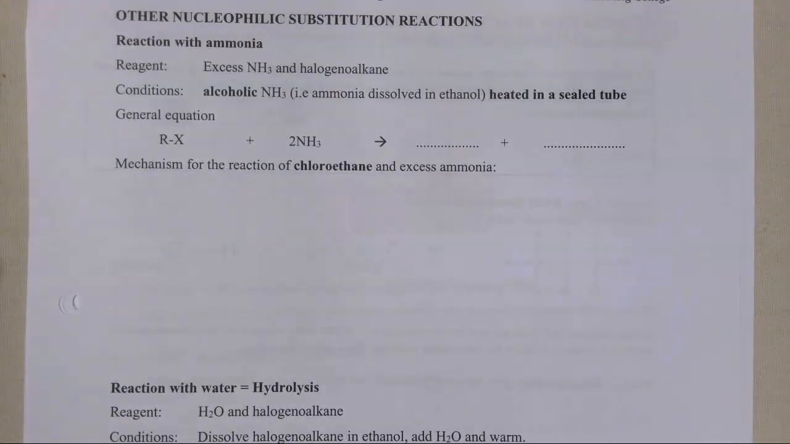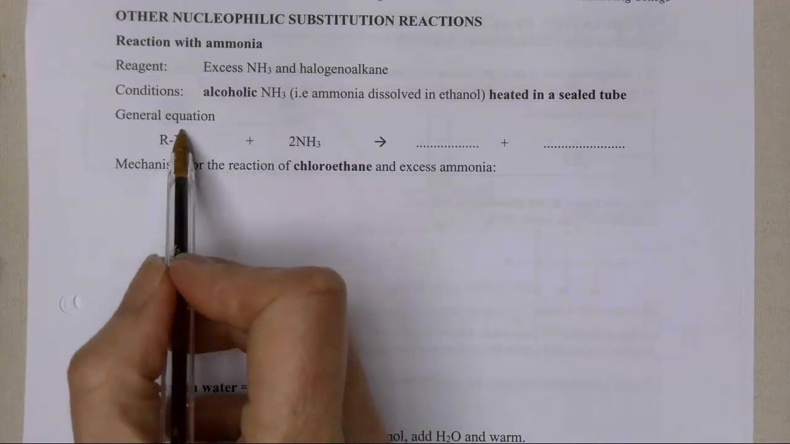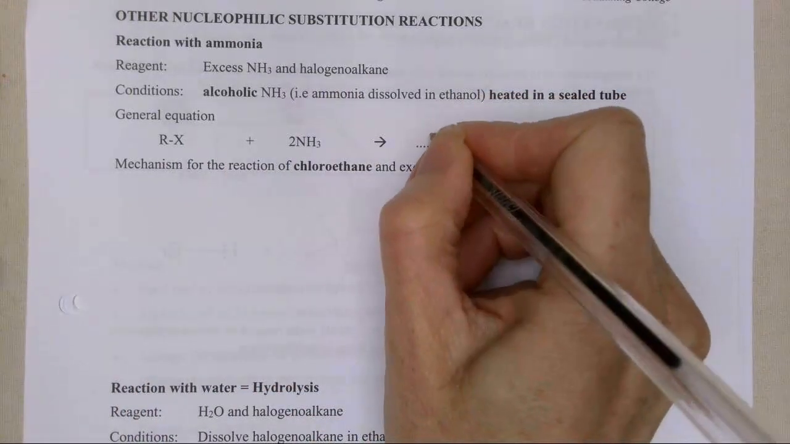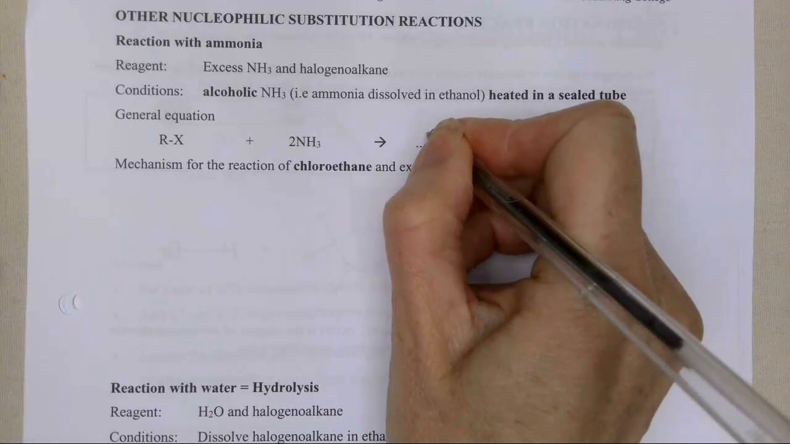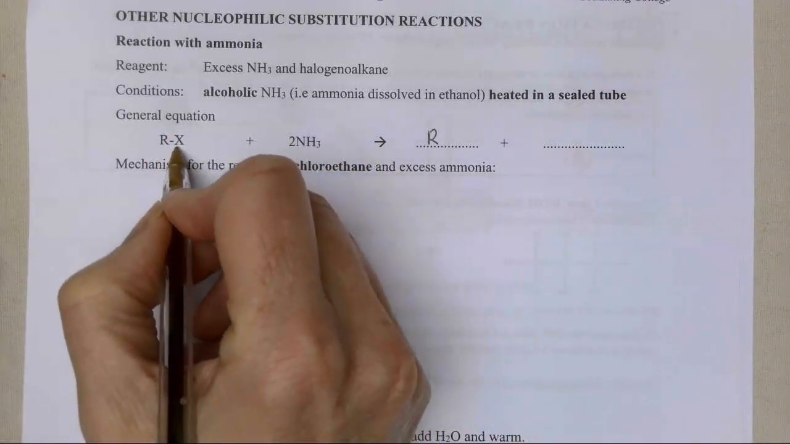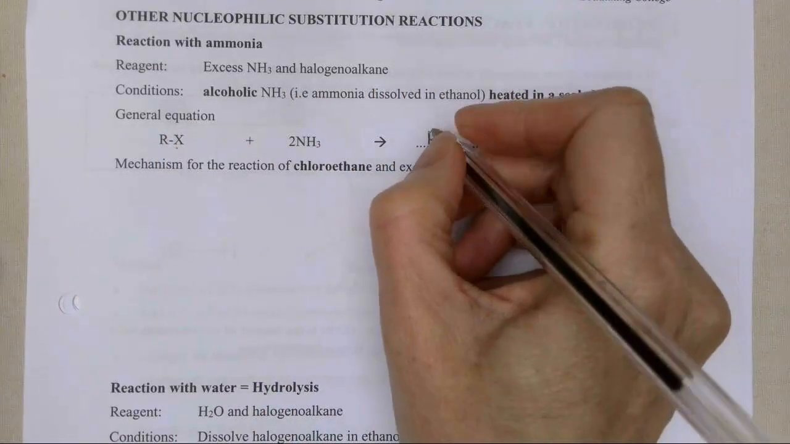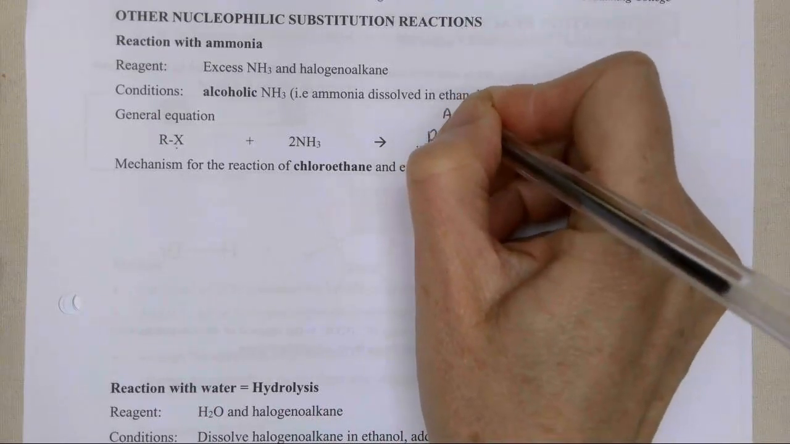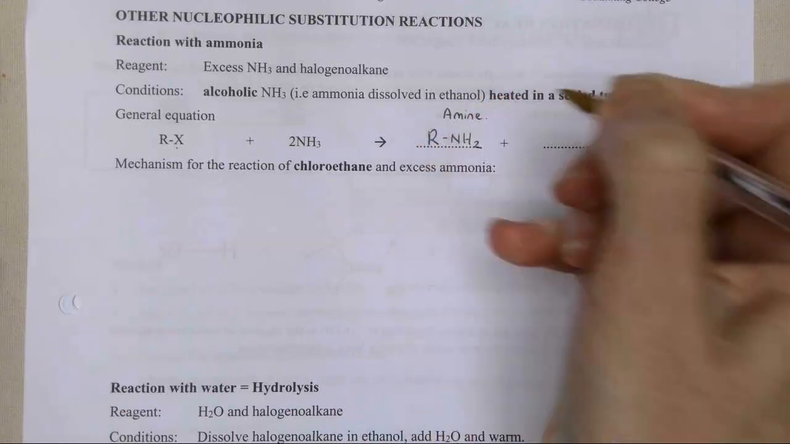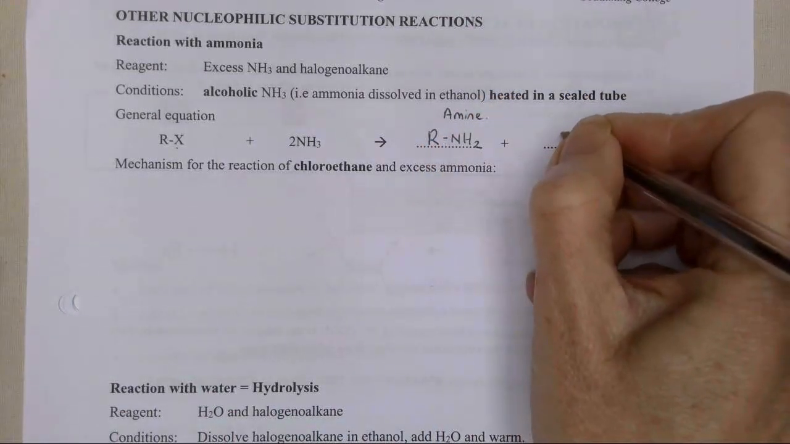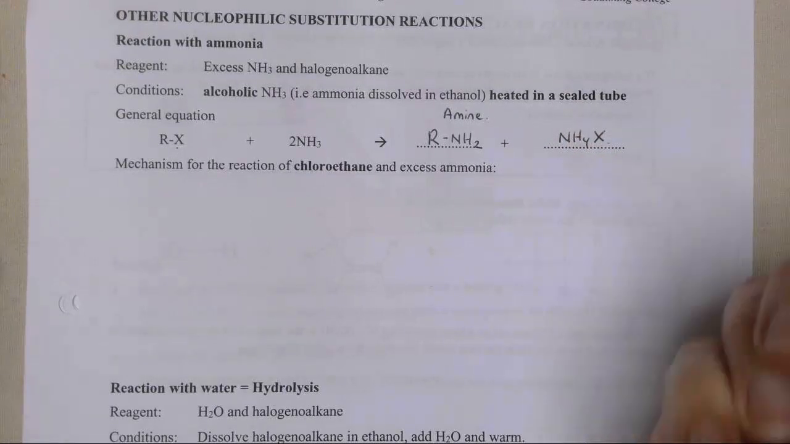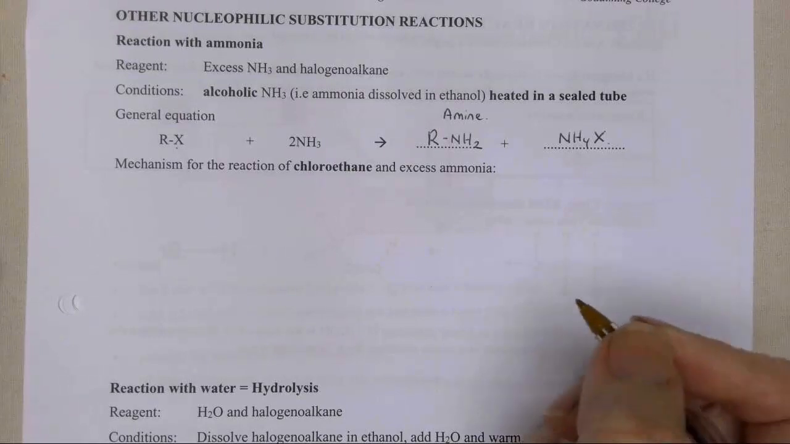Okay, so we're going to be looking at the nucleophilic substitution reaction with ammonia. We start off here with our halogenoalkane, and we have excess ammonia, and we're going to replace that halide ion, that halogen, this X, with an NH2 group, and that turns it into what we call an amine, A-M-I-N-E. The other product we get is ammonium bromide, chloride or iodide, whatever the X was.